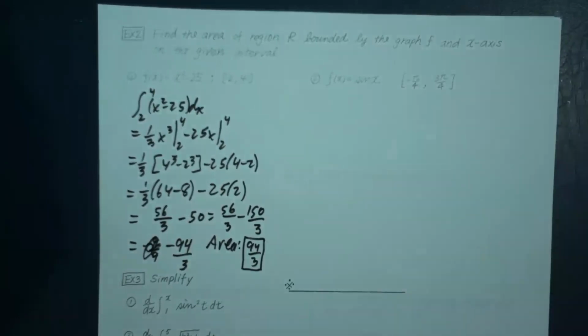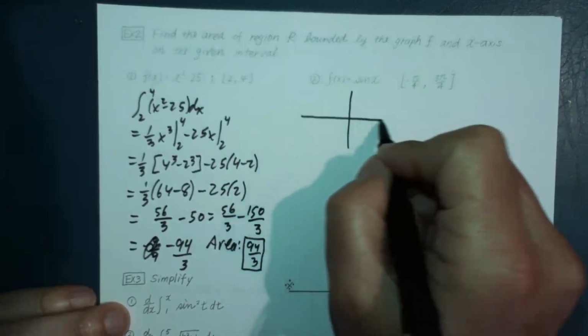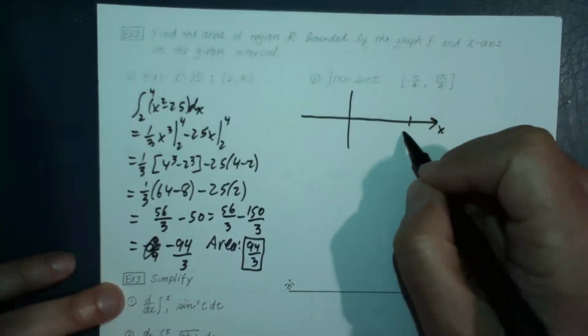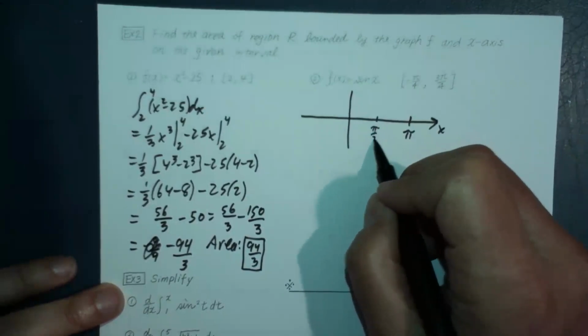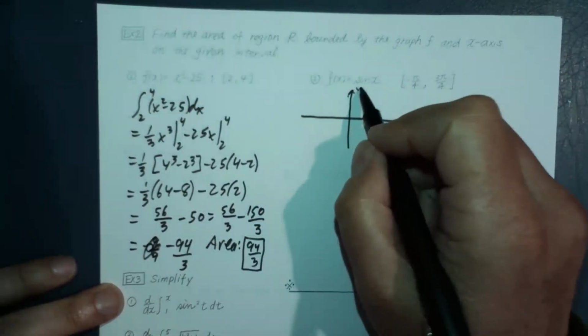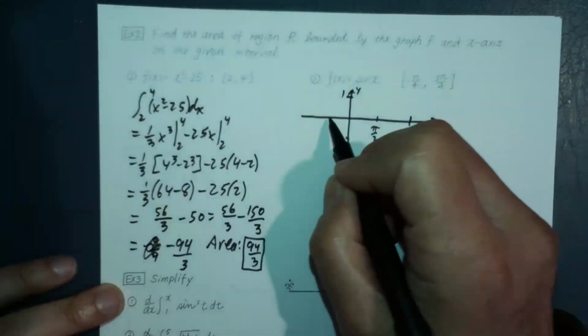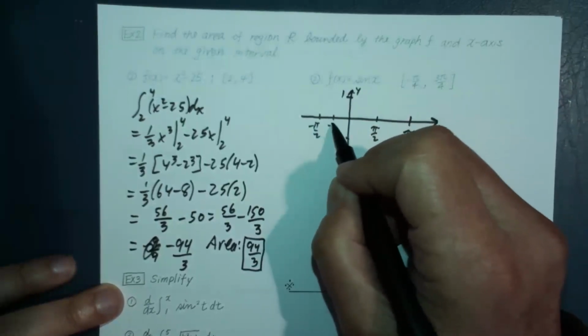Now for this second function, with the sine wave, we're going to get something a little bit different here. So I'm going to actually draw the sine wave. I'm going to make this pi way over here, making this pi over 2. And this is at 1, we'll say. So that is going to be negative pi over 2, and that's going to be negative pi over 4.